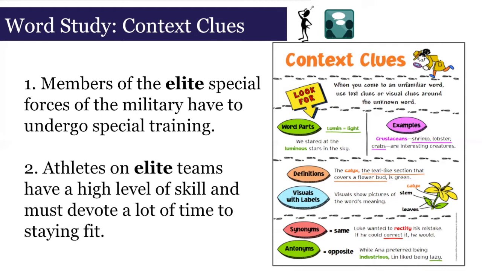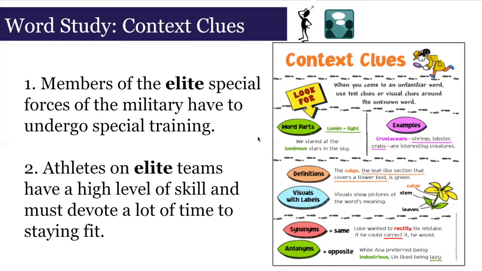Let's look at a second sentence. Athletes on elite teams have a high level of skill and must devote a lot of time to staying fit. In this sentence, what words in this sentence give you clues about the meaning of the word elite? Well, in our second sentence, the other words tell us that elite is related to a high level of skill that takes a lot of time.